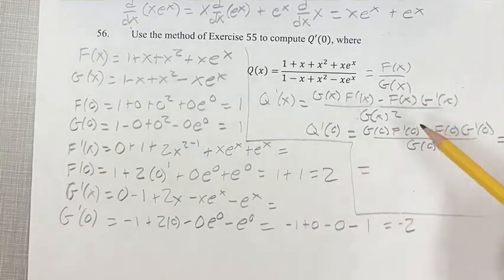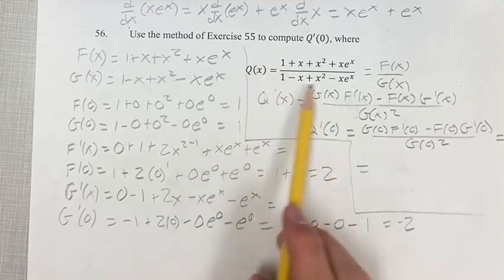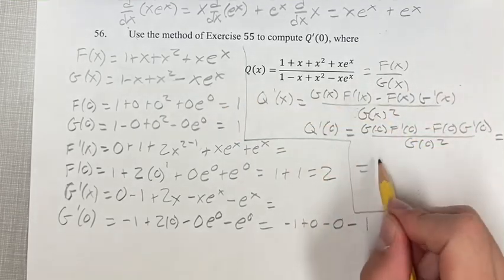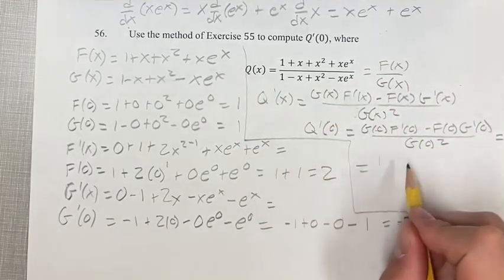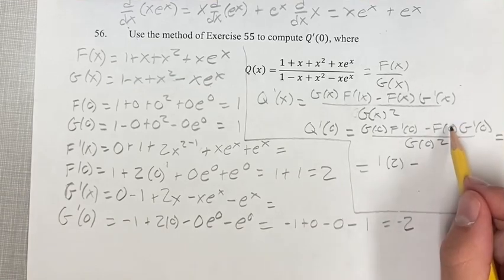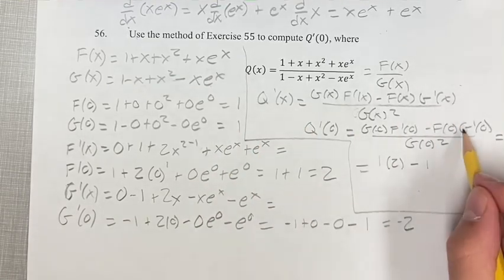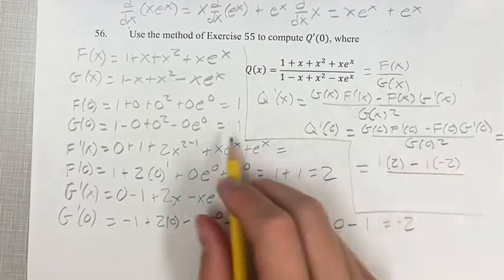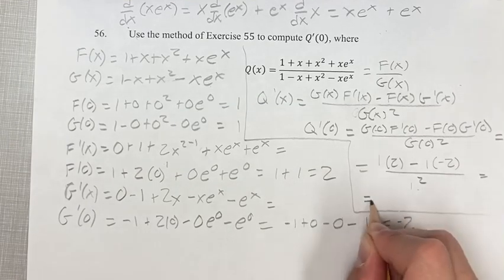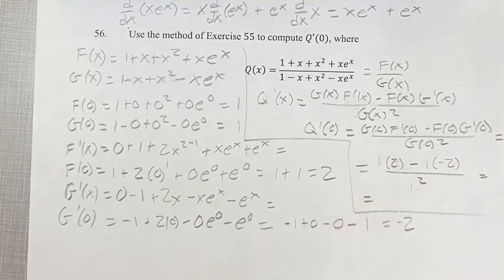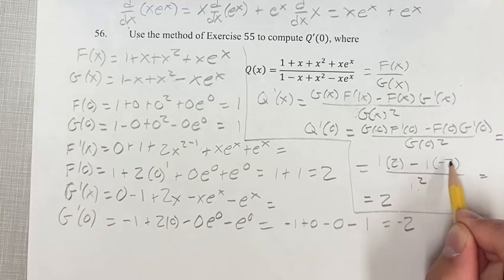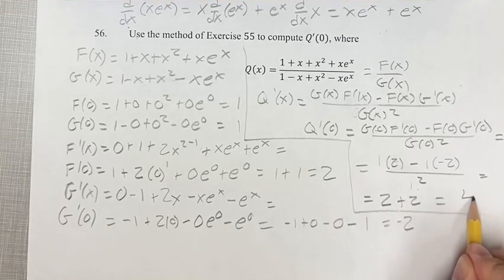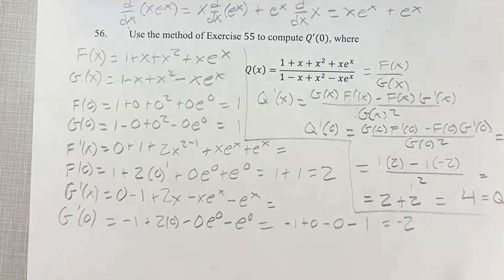So now you can see why this is so much easier than if we were to take the derivative of this normally. G of 0 is 1, f prime of 0 is 2, minus f of 0 is 1, g prime of 0 is negative 2, over g of 0 is 1 squared. So this is 2 times 1 is 2, minus 1 times minus 2 is plus 2, and this is divided by 1, so you don't even have to write that. And 2 plus 2 is 4, which is q prime of 0.